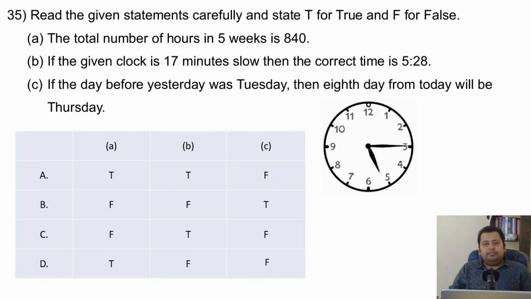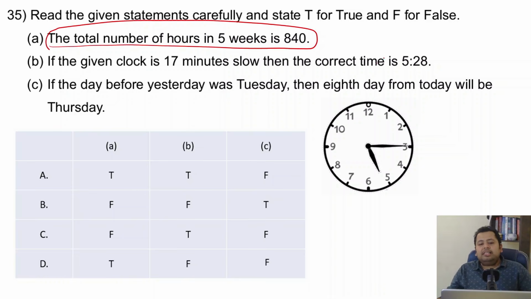Great. I hope you got this one correct. The first one is very simple multiplication. I will just leave it to you. The total number of hours in 5 weeks, right? In 5 weeks, how many days? 5 weeks is 5 multiplied by 7, and 7 5s are 35. You all know that, right? So that is 35 days.